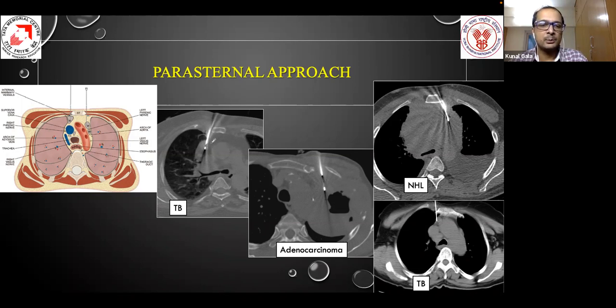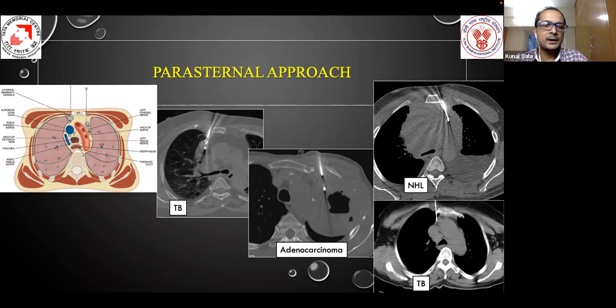After that, multiple cores can be obtained. Either one can go medial to internal mammary vessels or lateral to internal mammary vessels. So here we have gone lateral to internal mammary vessels, whereas in all the rest of the positions we have gone medial to internal mammary vessels. So these are the few examples which I have shown.